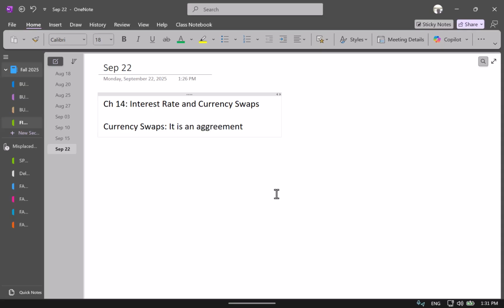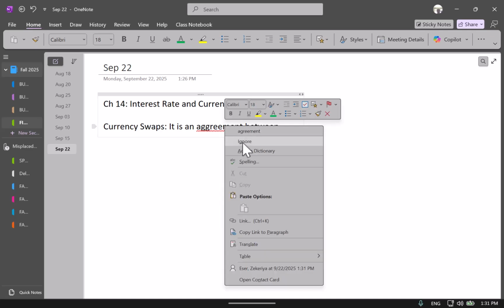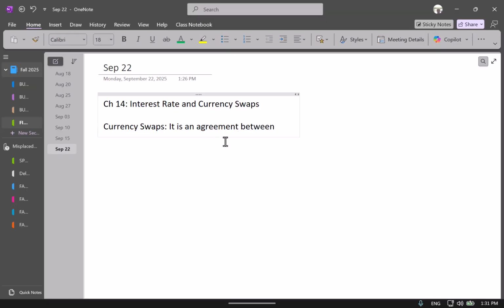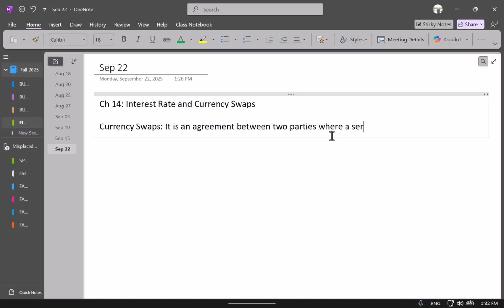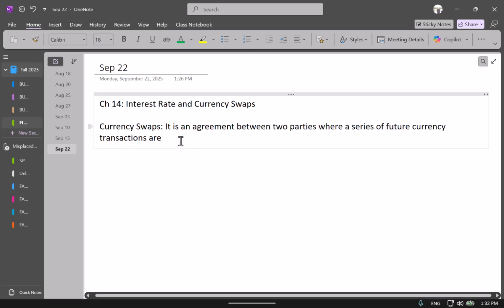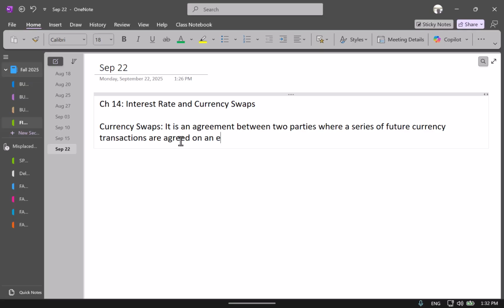It is an agreement between two parties where a series of future currency transactions are agreed on, and exchange rates that is determined as of the agreement date.